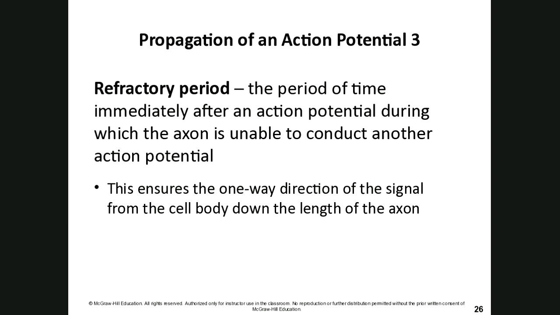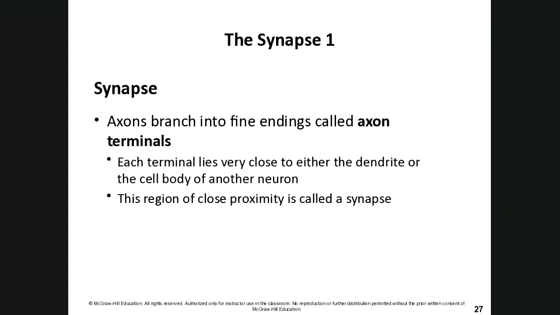So because of that, it makes sure that the signal is always going to go in one direction along the length of the axon, and that we don't have signals getting stuck on the axon, if you will, or going back and forth between the cell body and the axon, continuously sending that message. It goes in one direction. So, a couple of parts of the axon itself.